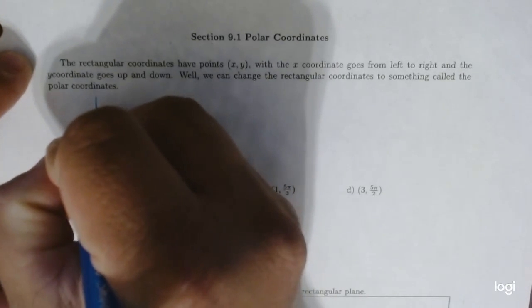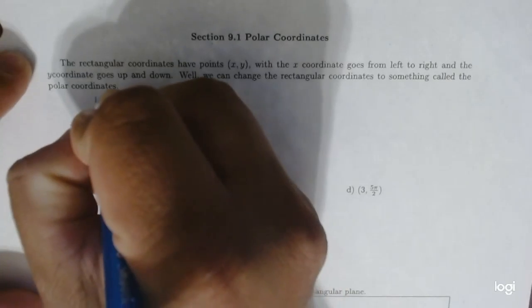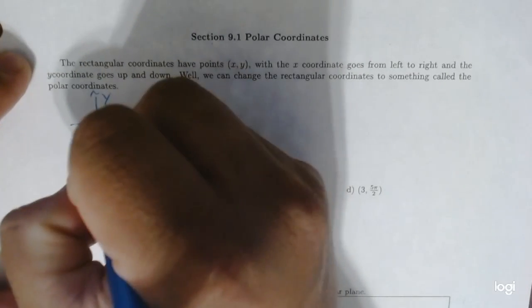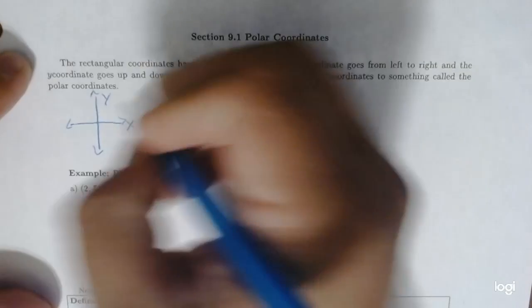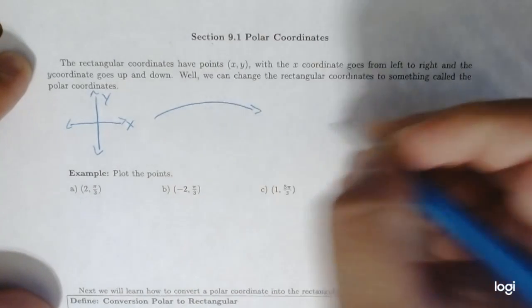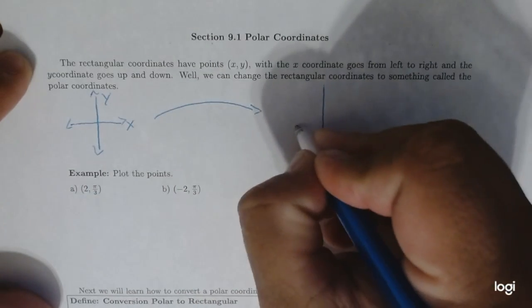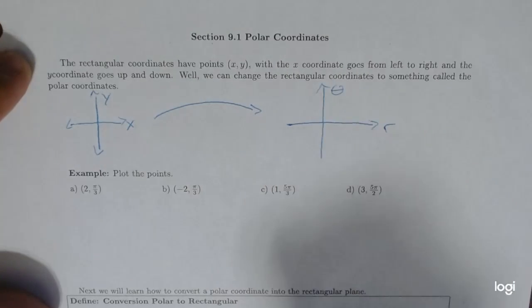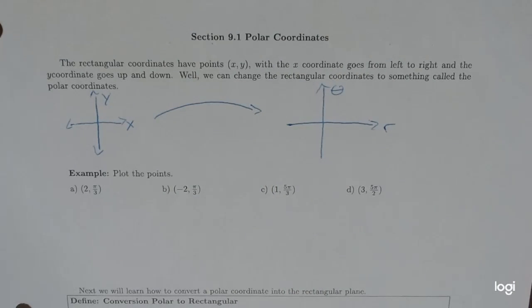This is our basic xy plane, right? Here's the x's and y's, respectively, going up and down. So what we want to do is somehow use this transformation, where this now becomes this, where r is here and theta is now replaced with the y-axis. So r is replaced with the x and theta is replaced with the y.